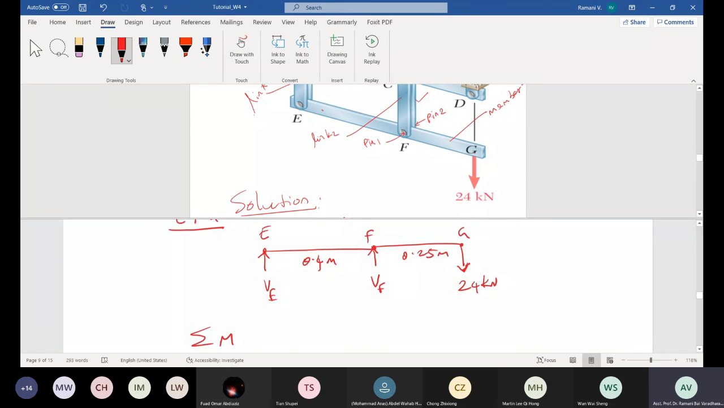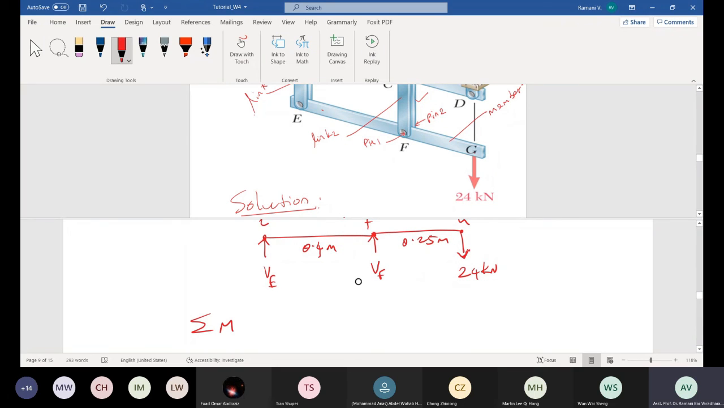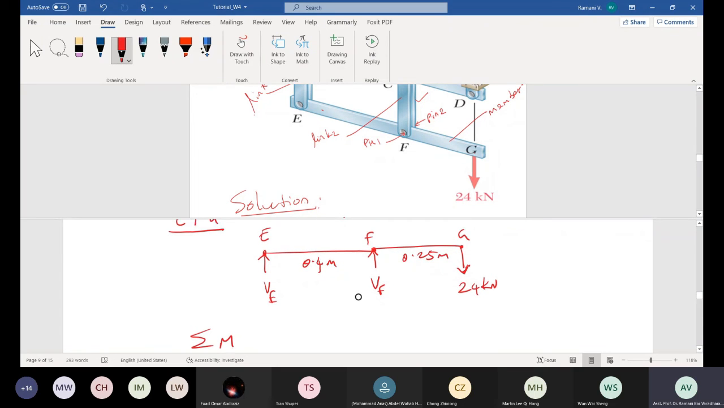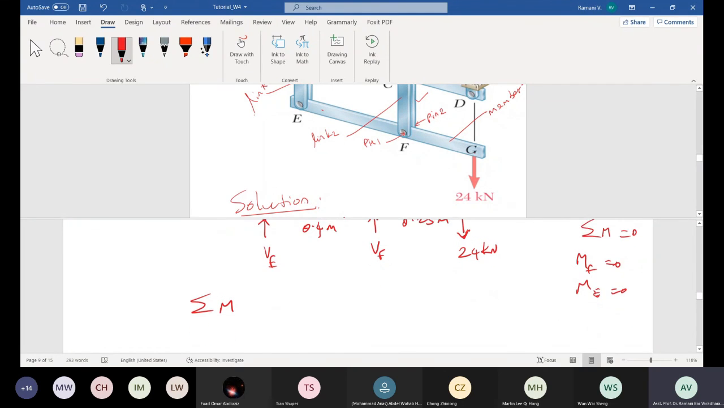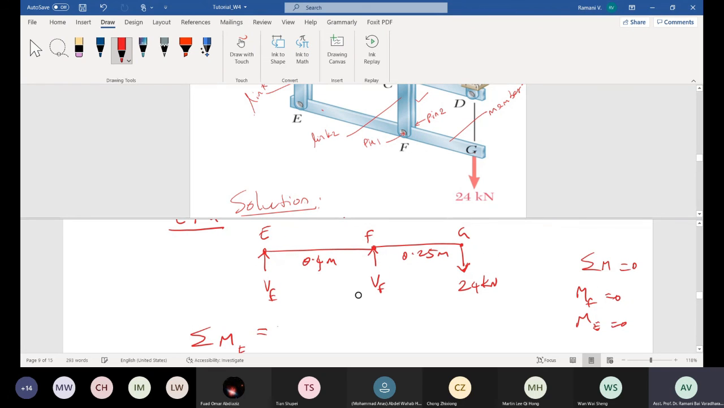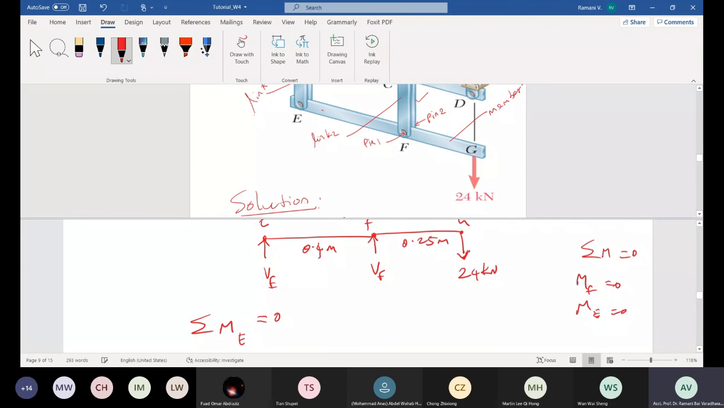Take the equation which can be solved easily, which has fewer things to consider, right? You can solve sigma M because it's a pin, all pins. At the pin you already know the moment is equal to 0, right? Sigma M should be equal to 0, or the moment at F equal to 0, or the moment at E equal to 0. It's already a pin, right? Now, can we resolve the moment at any one point, either E or F? Now let me take point E. All the moment should vanish at E. That is the purpose.